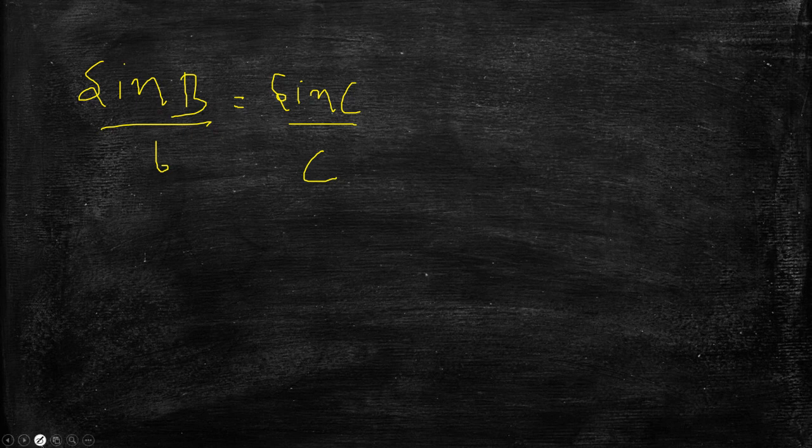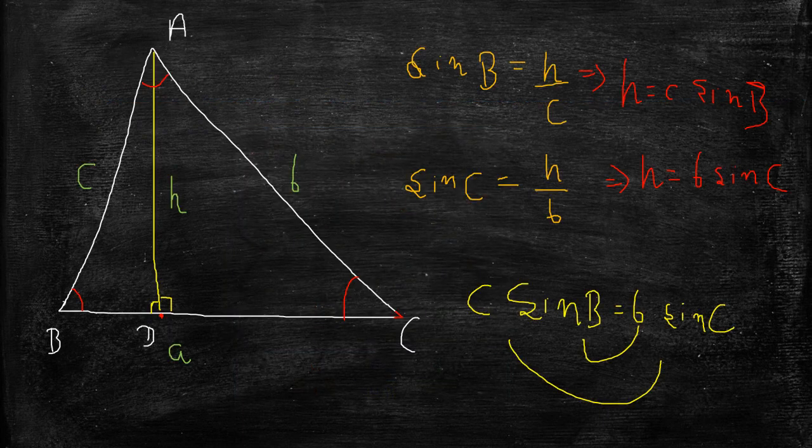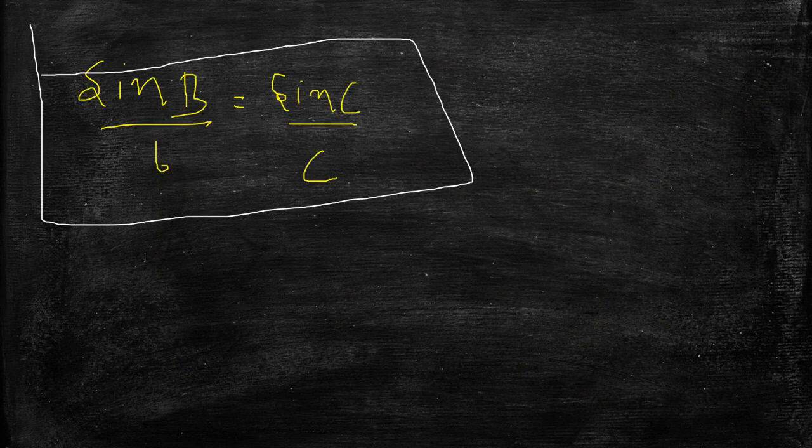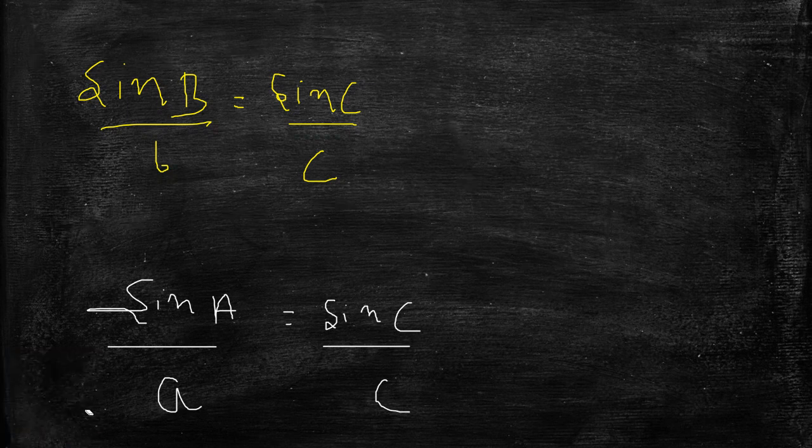Now, in this case, I have got two equations. This is my equation 2. But if I drop the perpendicular from B to AC instead of from A to BC, I will do the same process and I will get that sine of A by a will be equal to sine of C by c.